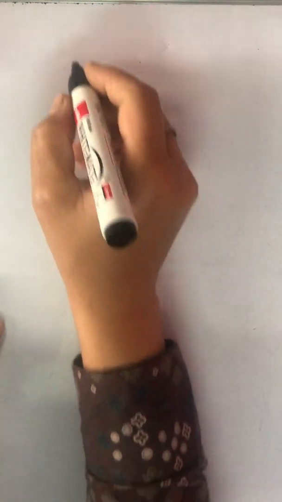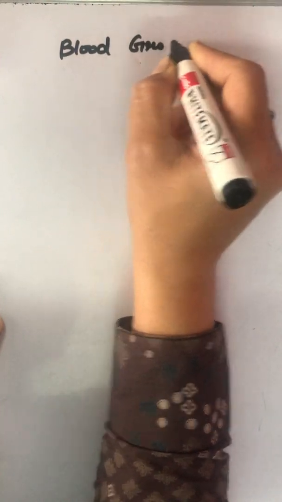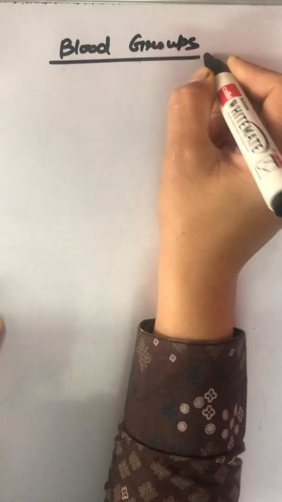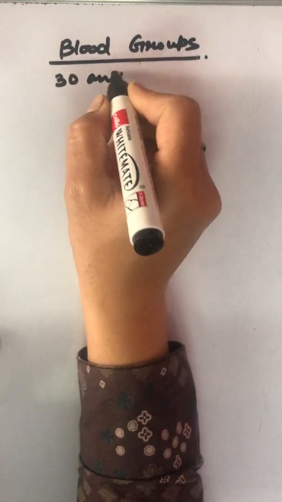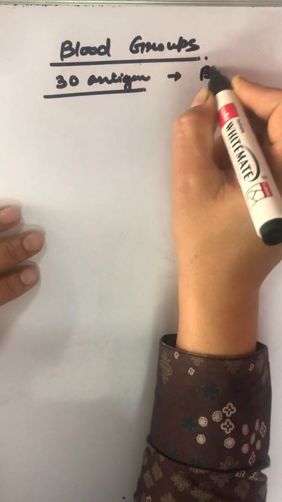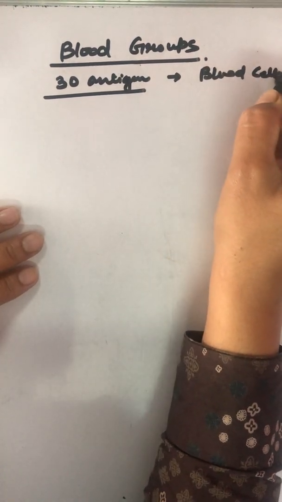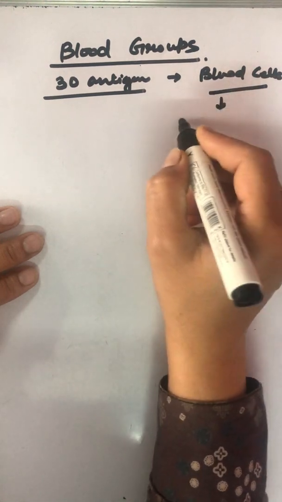Topic: blood groups. There are more than 30 antigens on the surface of blood cells. Which blood cells? RBCs. And these will give rise to different blood groups.